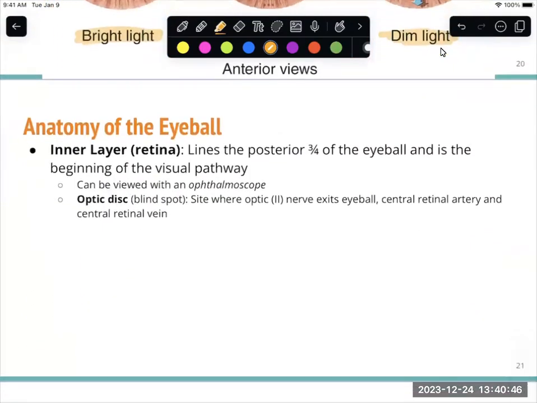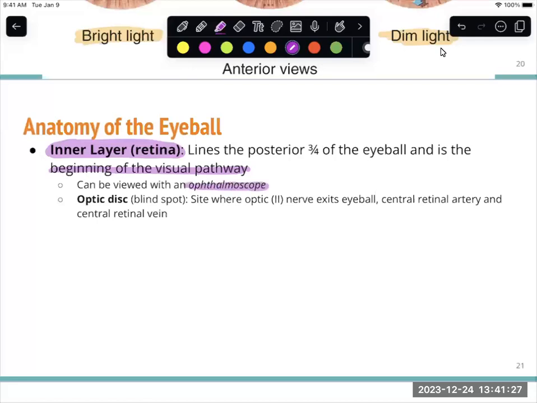So now let's go into the very inside layer. The inside layer is known as the retina. The retina contains the beginning of the visual pathway. So there's photoreceptors that were mentioned before, or may have been. Photoreceptors are the special receptors used by the eye to allow us to see. These photoreceptors are found in the retina.